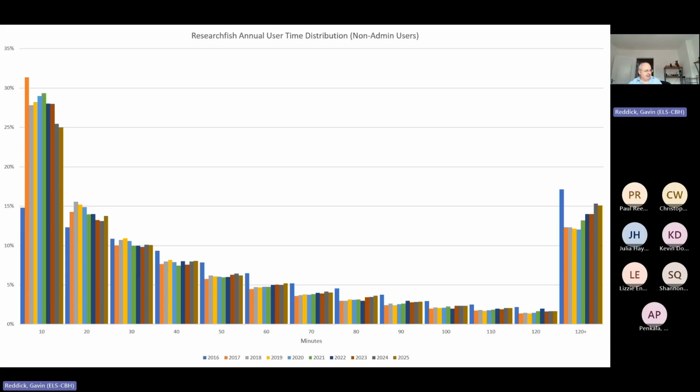But what we can see on the upper end of things is that the users spending more than 2 hours on the platform over the course of the year has been ticking up over a number of years. In 24 and 25, where we saw those higher annual numbers, you can see there was a bit of a step in there. About 15% of users were spending more than 2 hours a year on the platform.